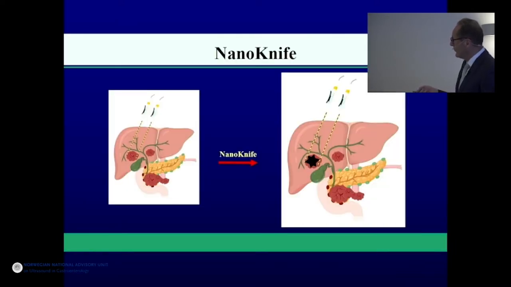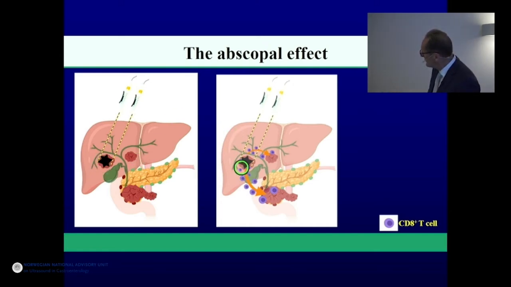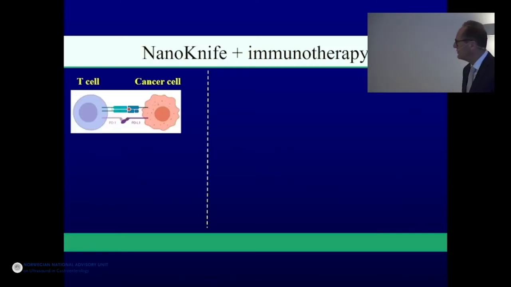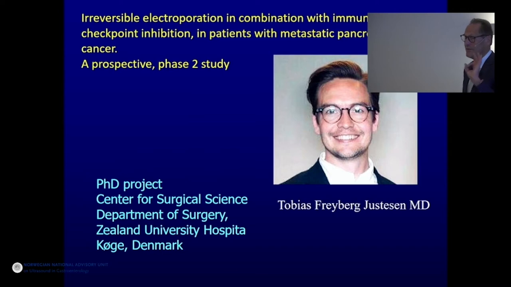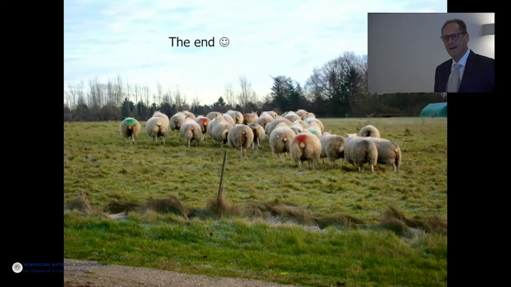We do NanoKnife of one lesion, and by doing NanoKnife of one lesion, you have something that is called an abscopal effect. Because you kill this lesion, it will send out some transmitters that start killing the other lesions. And then you can boost the immunological system with immunotherapy, and the combination of these two probably will be able to help us solve this very, very bad enigma. And we have a PhD thesis going on in our hospital like this, and we hope, of course, it's going to be a miracle. So intervention has always been a Danish game, and it will continue to be it. And thank you for your attention, and I've come to the end.